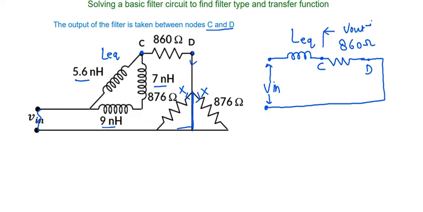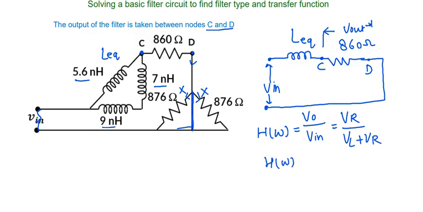This output can be obtained by finding the drop across this resistance R. So here when we are designing the transfer function for this kind of filter, it will always be the output upon input term. Here output is obtained across resistance R and the input is supplied across the inductor plus the resistor. So now we have to represent these terms separately. So it will be R upon j into omega into L equivalent plus R value here.